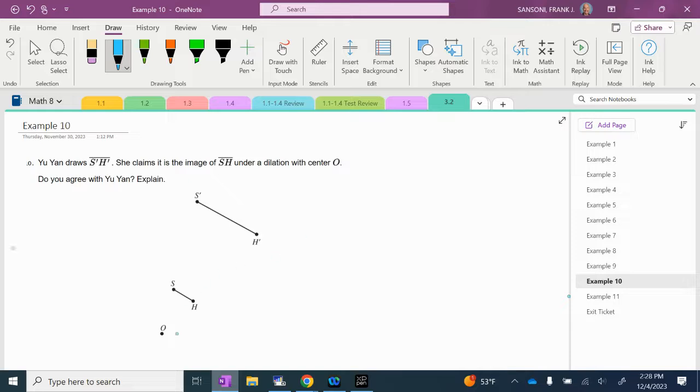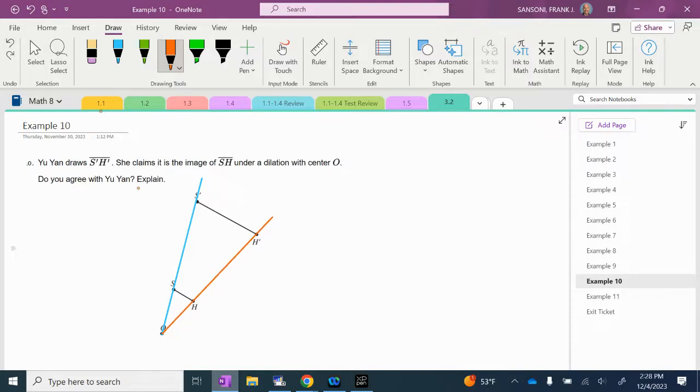Draw a line from O with your ruler through S and then through S prime. And then do another line starting at O through H and then through H prime. Okay? Oh, my thing moved. Let's do it again.